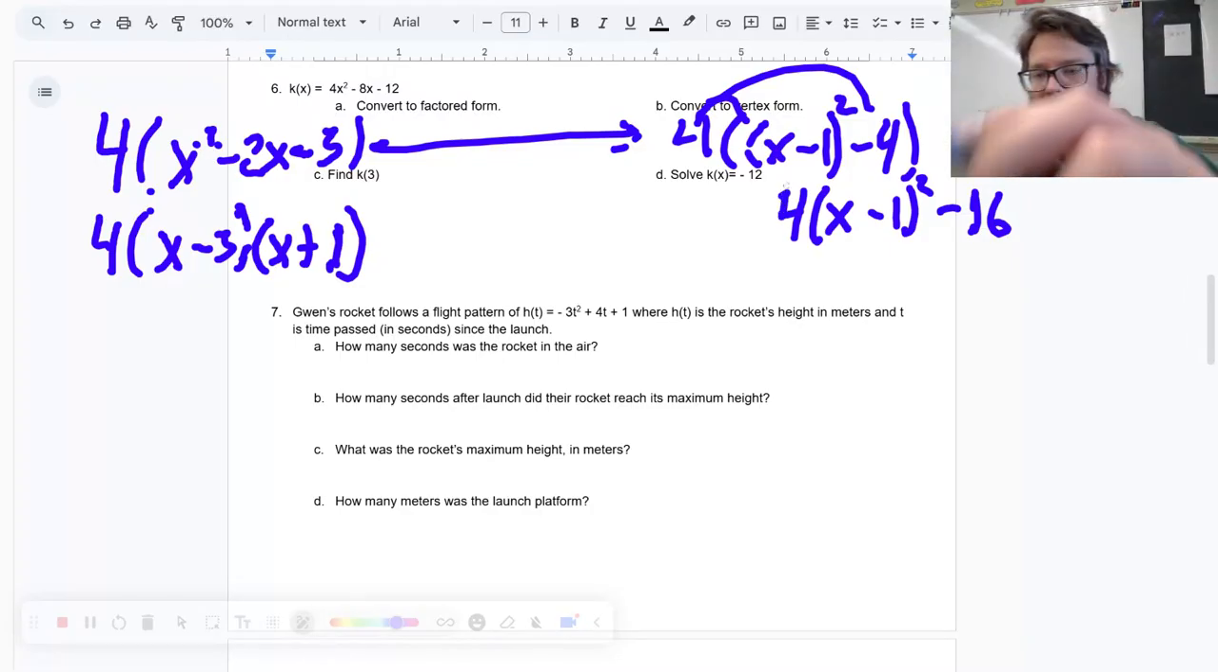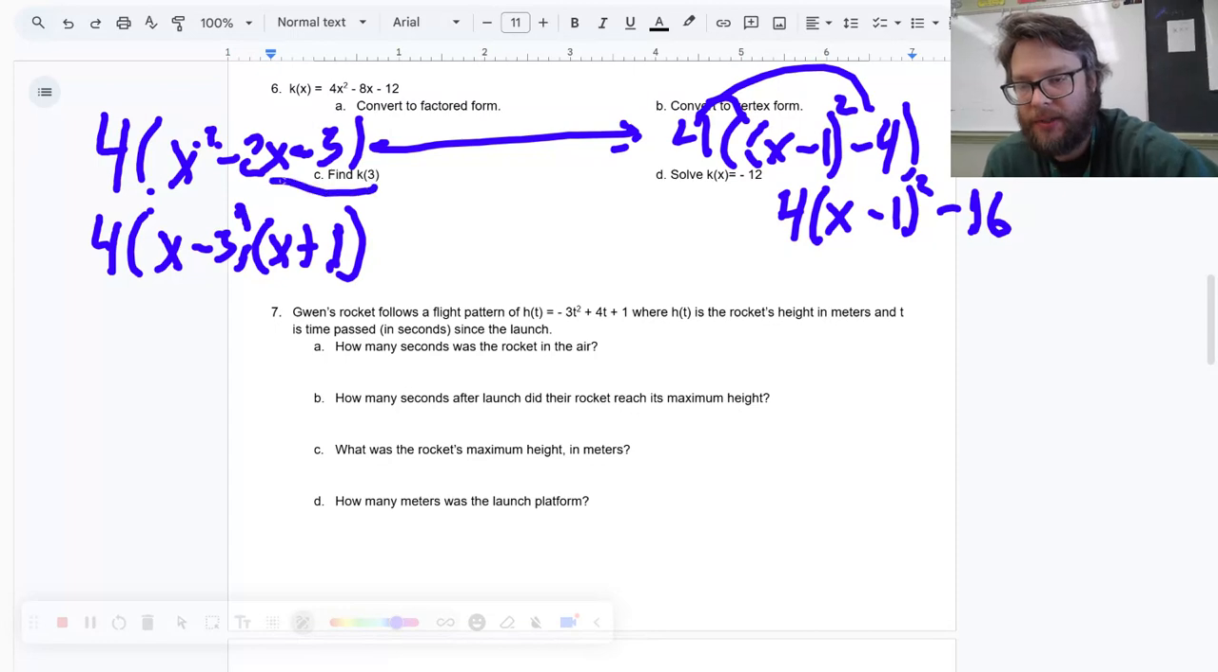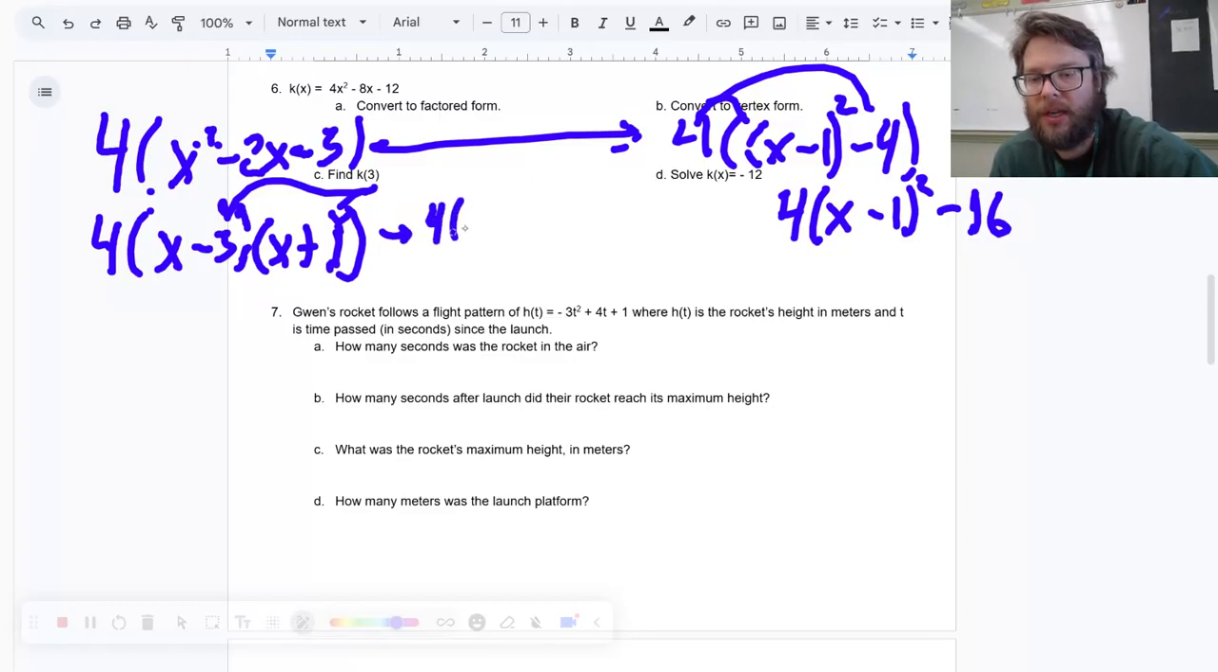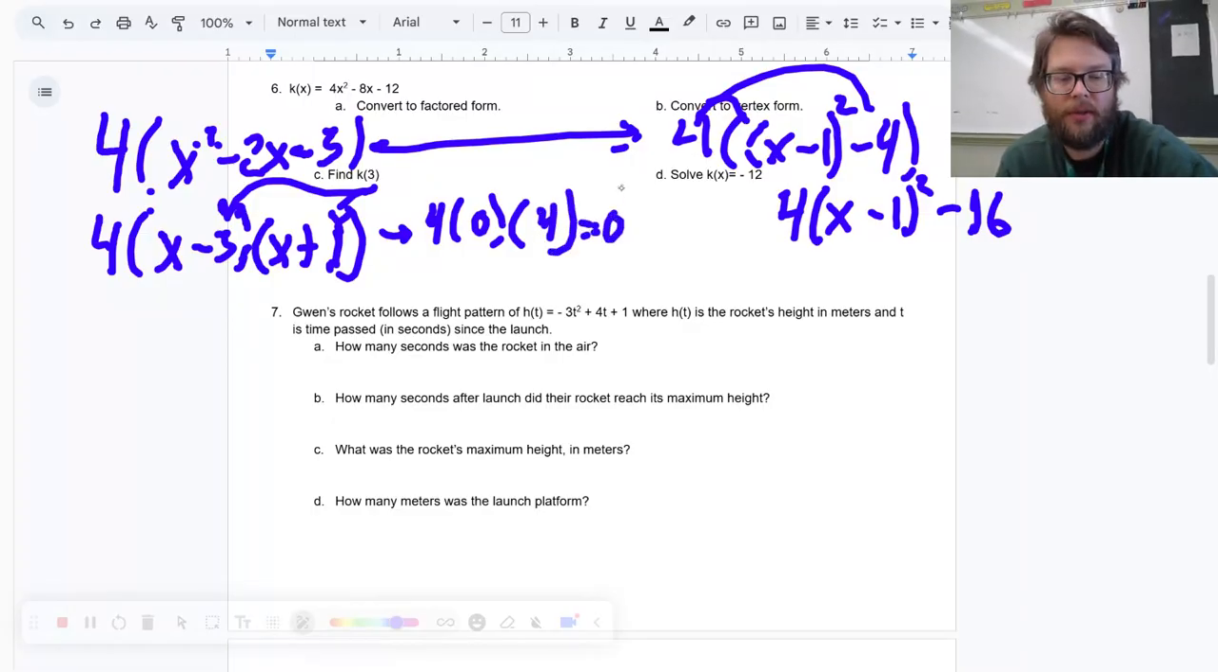Finding k of 3 just means plugging it in for x. I'm going to plug it in right there and right there, and I'll see that I end up with 4 times 3 minus 3, which is 0, times 3 plus 1, which is 4. Multiply that all out, you get 0.